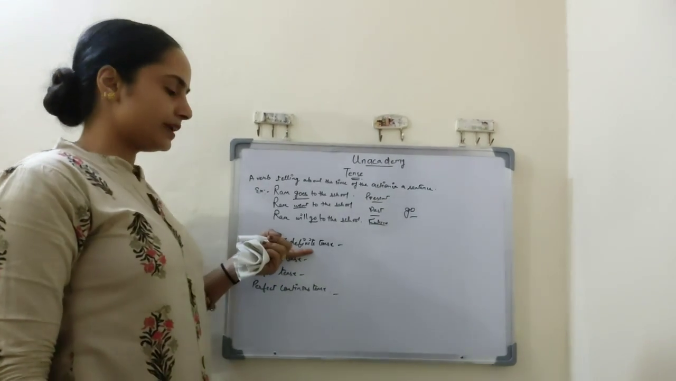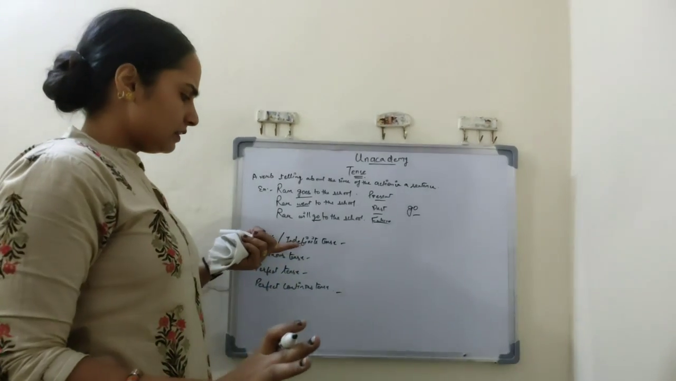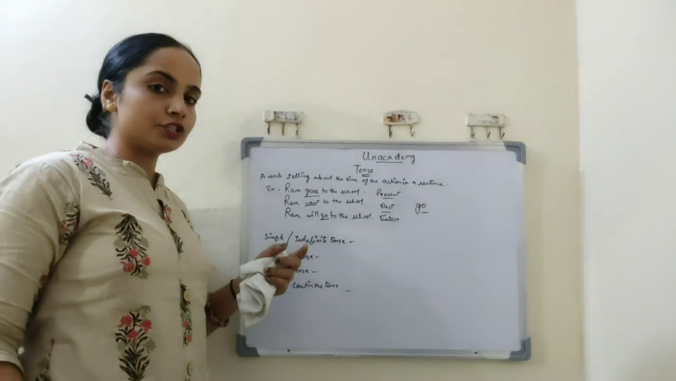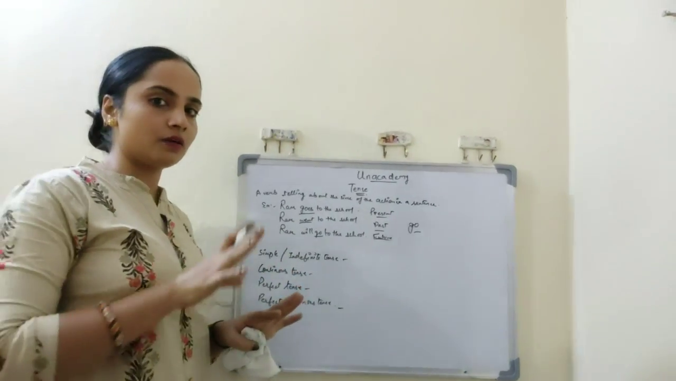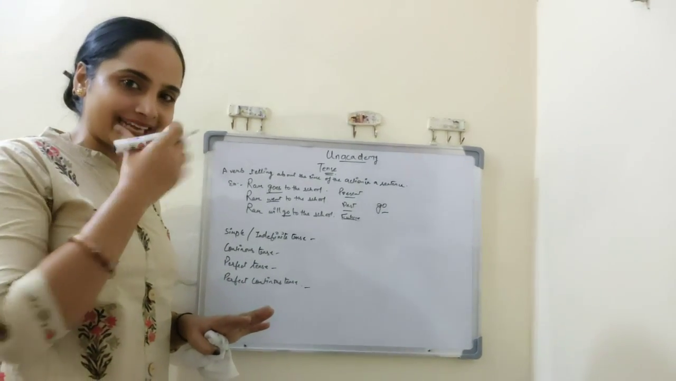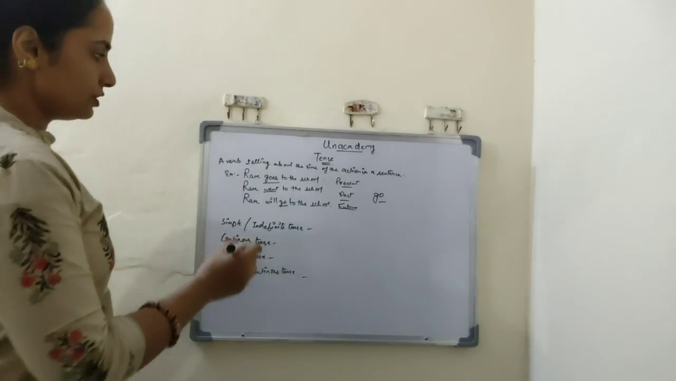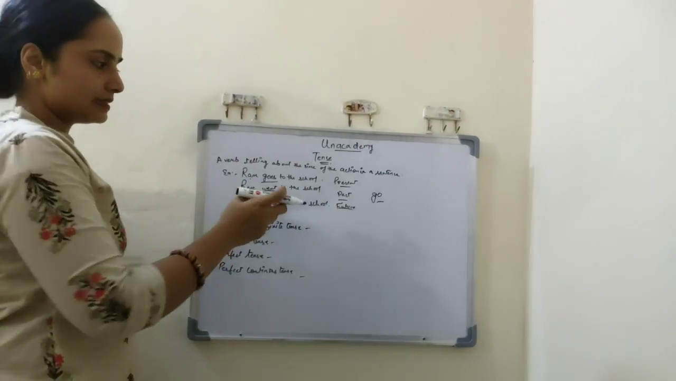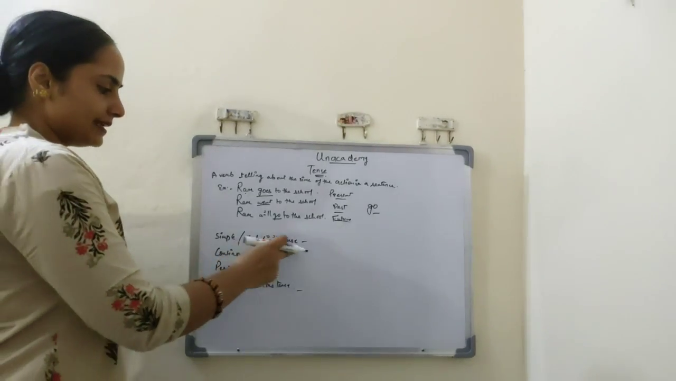Firstly, simple or indefinite tense. Simple tense. Okay? If this type of tense is there, then it will only show in what time the work is being done. That's it, nothing else than that. So all these three sentences are an example of the simple indefinite tense.